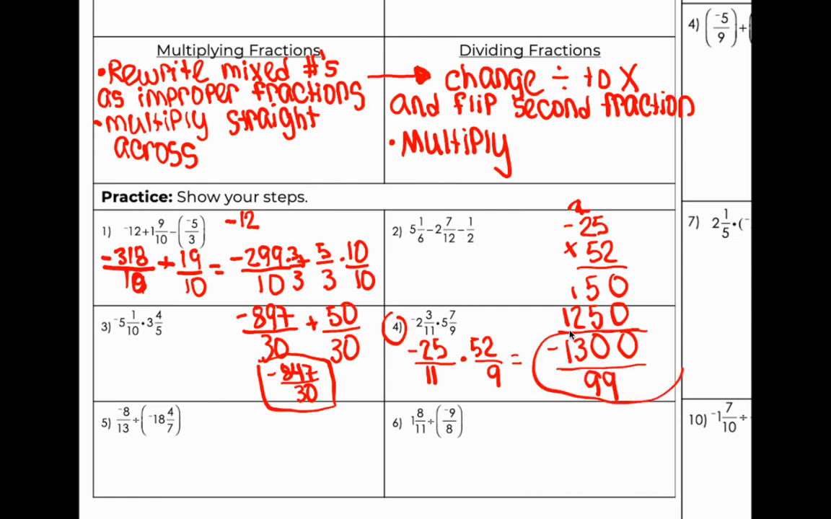And good enough for now. You can just leave it like that. You could simplify it, but we're not going to focus on that today. Today we're just focusing on the operation. Okay, let's try one more. Let's do a division problem.